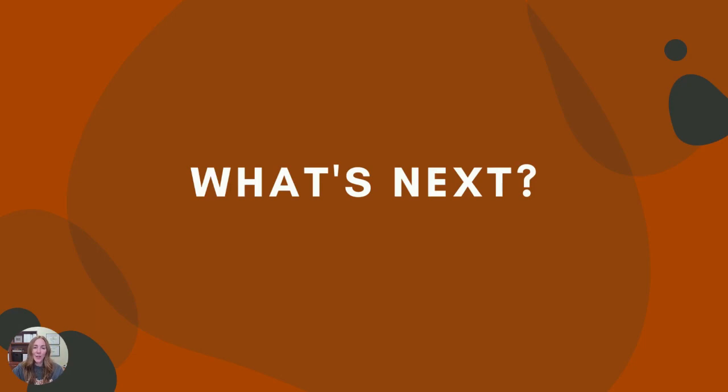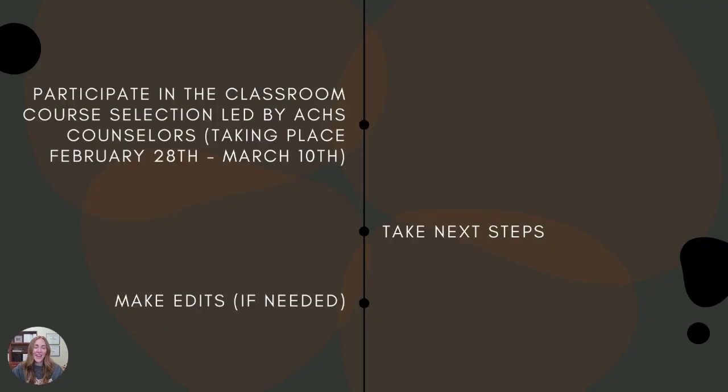Okay, so once you've drafted your course card, what's next? The next step will be to participate in your classroom course selection led by ACHS counselors, which will be taking place between February 28th and March 10th. We'll be coming in through your English classes and working with your English teacher to determine and schedule what day we'll be coming into your class period. So you'll know because your teacher will post it or make that information available to you in your English class, but it'll be sometime between the window of the 28th and March 10th.